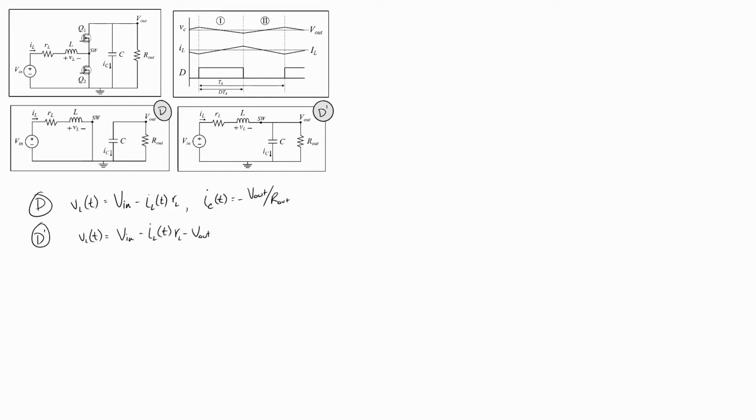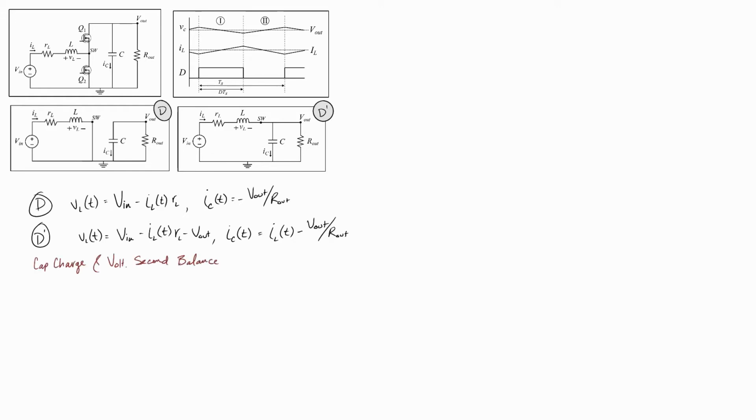Then we'll look at the D prime interval, and we'll write those equations again. For the D prime interval, it'll be the inductor voltage equal to the input minus the parasitic minus the output voltage, and then the current equation: the capacitor current is going to be equal to the inductor current minus the output current.